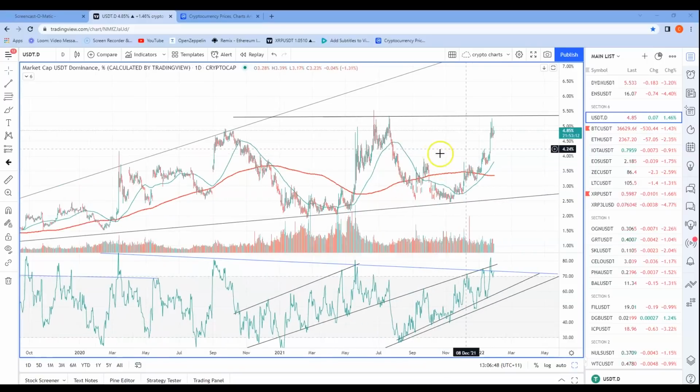What I see now is a potential topping formation for USD Tether, which means that the altcoins and the Bitcoin are going to go up.